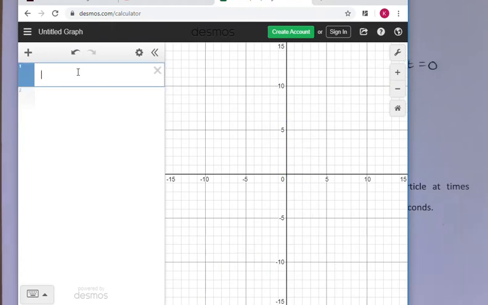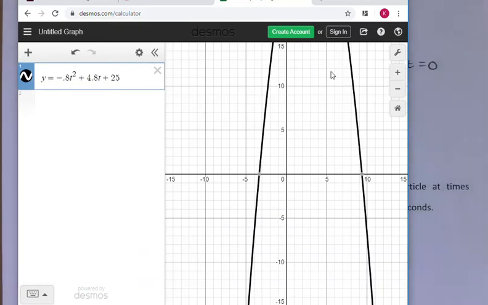So let's see, it was negative 0.8 t squared plus 4.8 t plus 25. And I need to put a y equals in here so it knows what it's doing. It's kind of cut off at the top, but I don't really care right now because what I wanted to know is when is this equal to 0. So it looks like at about negative 3.34 and also at about 9.34.